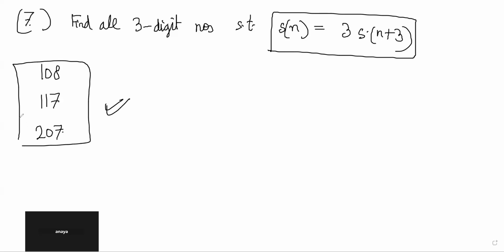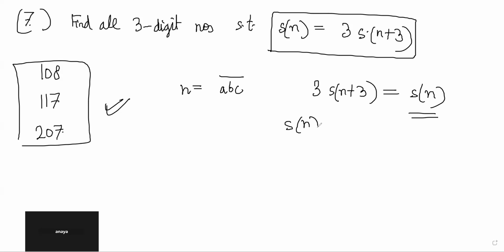So the point here is that if your number n is like this, A, B, C, then it should satisfy 3 times S of n plus 3 should be equal to S of n. So that means clearly S of n should be divisible by 3. By just this equation, we know S of n is divisible by 3. And if S of n is divisible by 3, then that means A plus B plus C is divisible by 3.